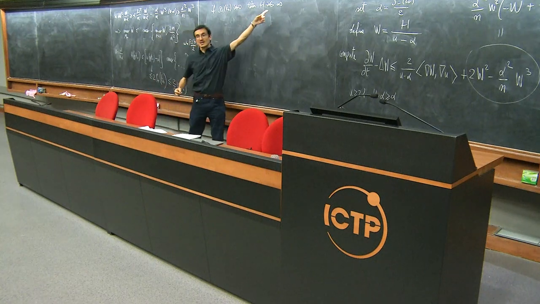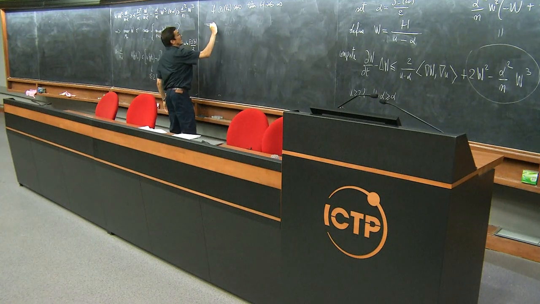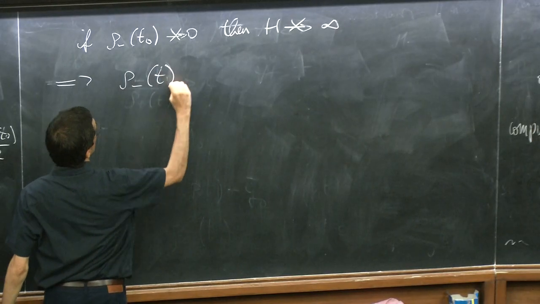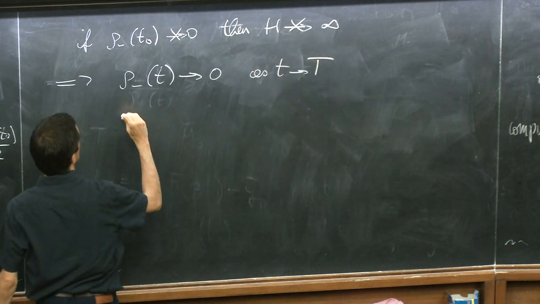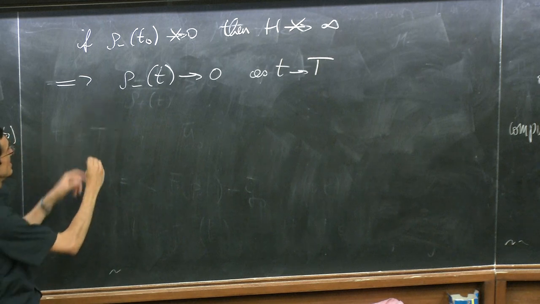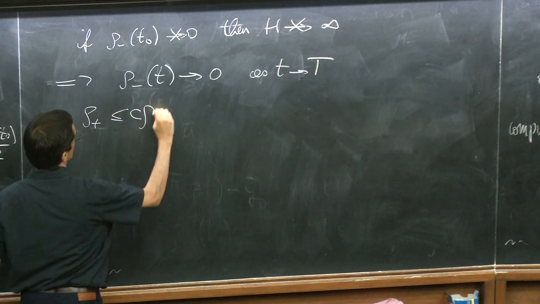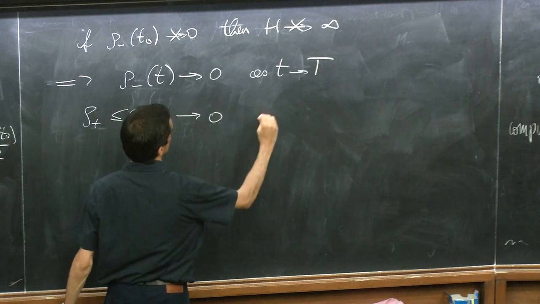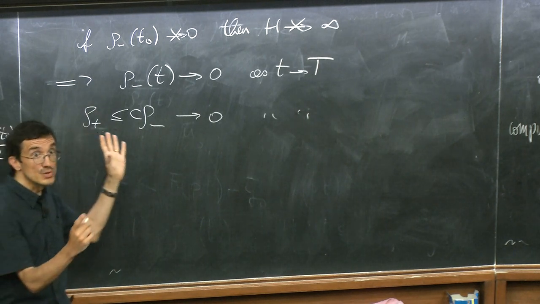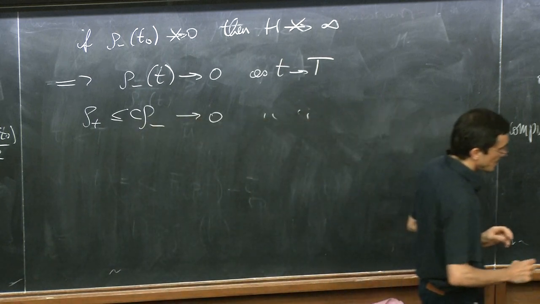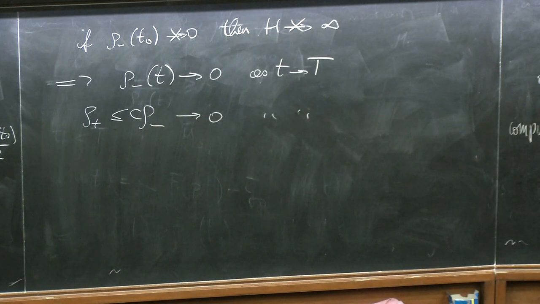But we know that this happens at a singular time. Then this means that rho minus of t goes to zero as we reach the singular time. But rho plus is less than a constant times rho minus. It also goes to zero. So this shows, as I was already telling yesterday, that we have convergence to a point, because if the outer radius is going to zero, then you are converging to a point.